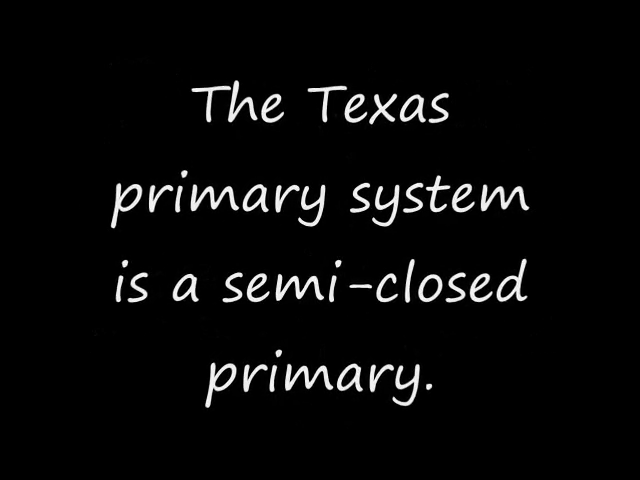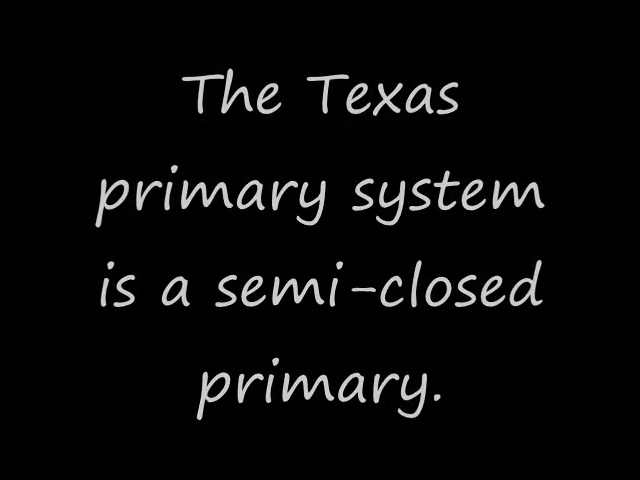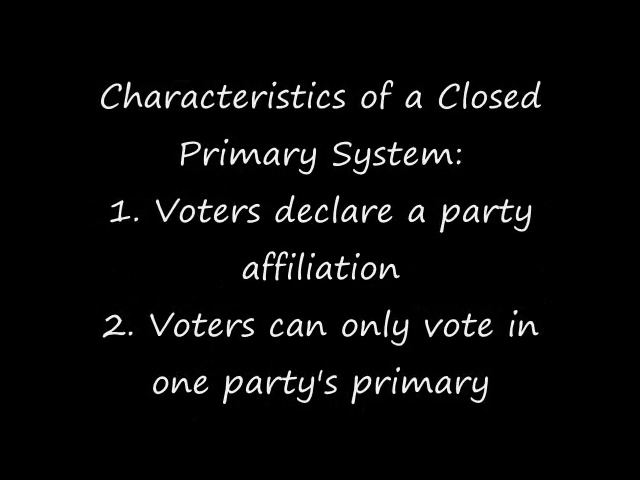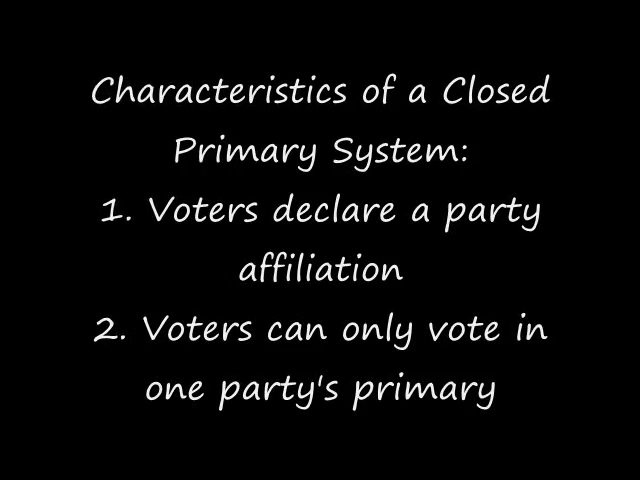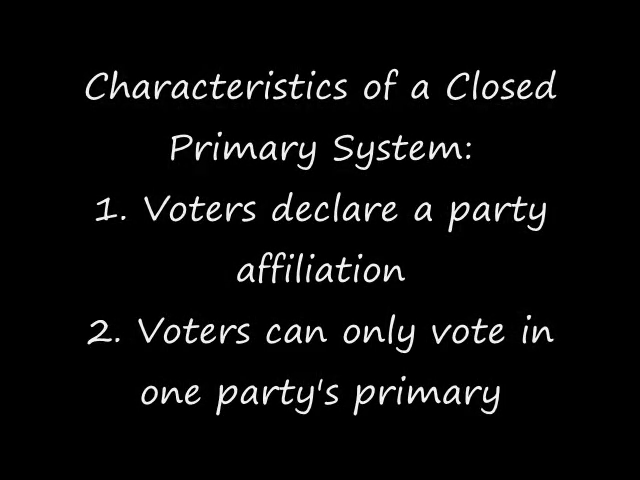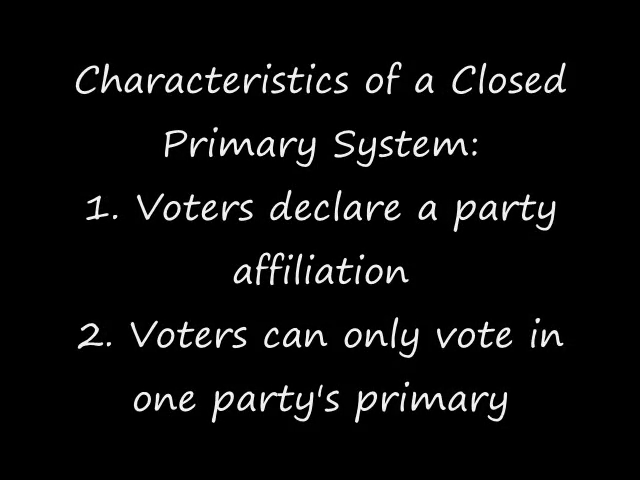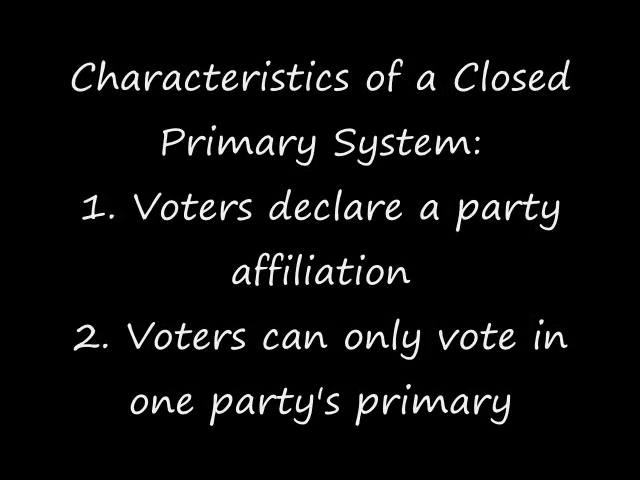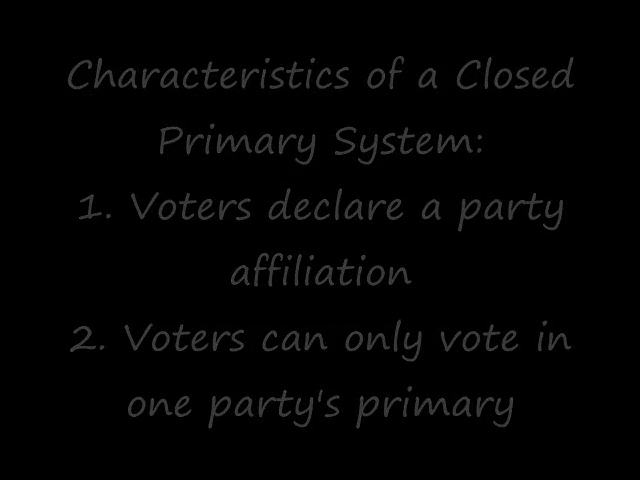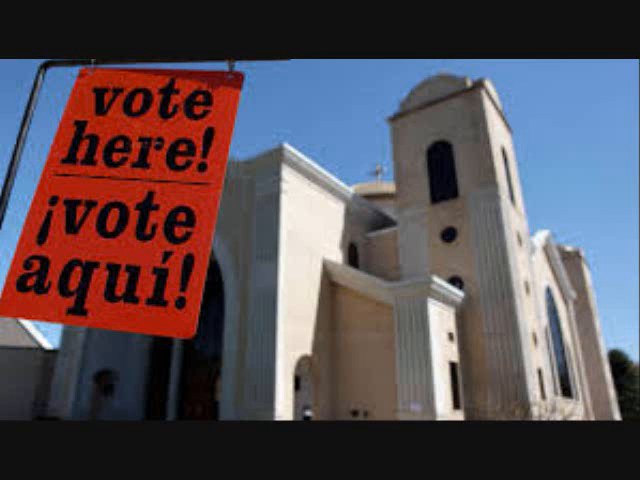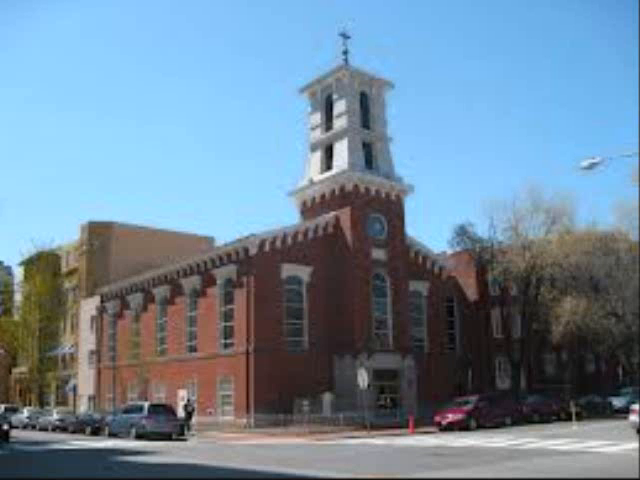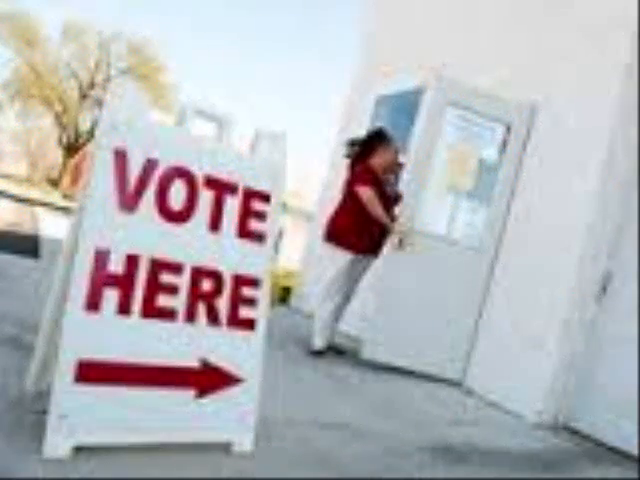The Texas primary system is a semi-closed primary. This means that Texas voters must declare a party affiliation and can only vote in one of the 2 parties' primaries. Voters declare a party affiliation by voting at the precinct polling place where the party is holding its primary. Let's say that, hypothetically, the Democrats are holding their primary in the Fellowship Hall of the First United Methodist Church, and the Republicans are holding their primary in the gym of the First Baptist Church.